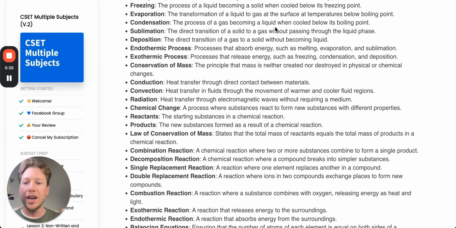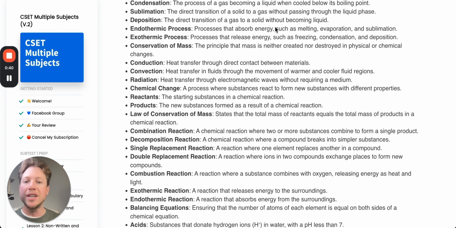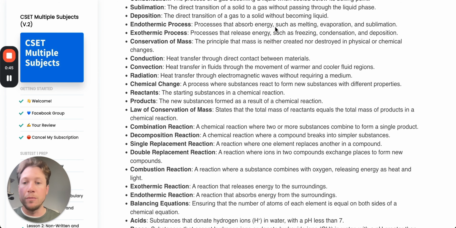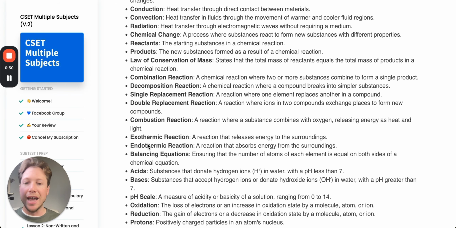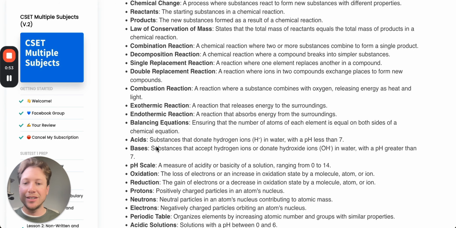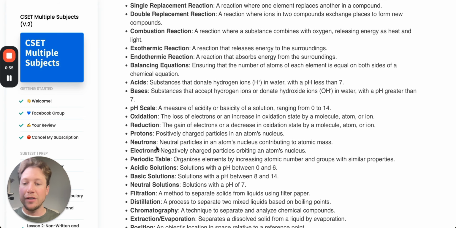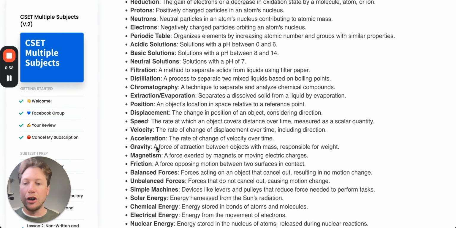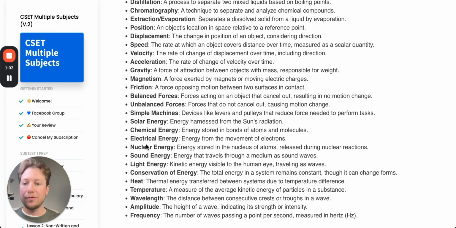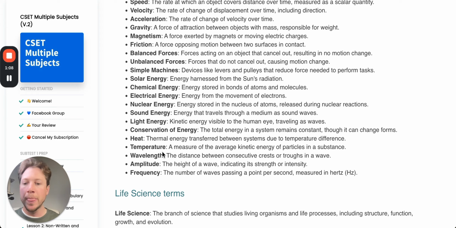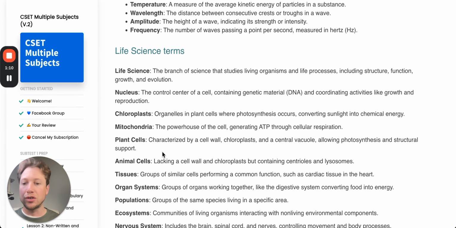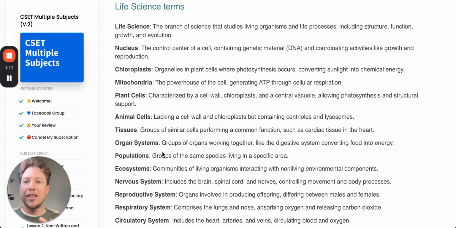So let's just take a look at the types of technical terms that you need to know in order to pass Subtest 2 of your multiple subjects CSET exam. All right, so we've got law of conservation of mass, right? The exothermic, endothermic reactions, acids, bases, and the difference of them. If we just keep scrolling down, we get into speed, velocity, acceleration, magnetism, the difference between chemical, electrical, nuclear energy, sound energy, light energy.